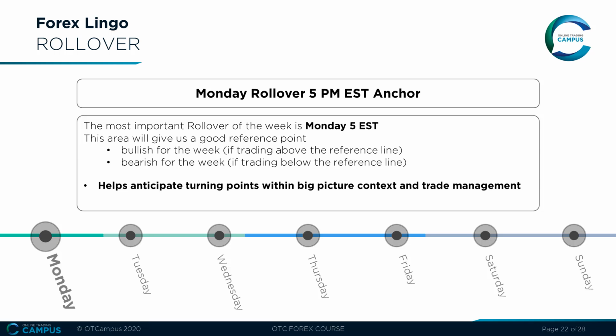I will show you this once we go into practical applications. Basically, we will start placing a line in the beginning of the week at 5 p.m. EST, and this will stay for the entire week. This will help us understand and anticipate potential market turning points within big picture supply and demand context, but also it will help with trade management when trailing some of our open trades.